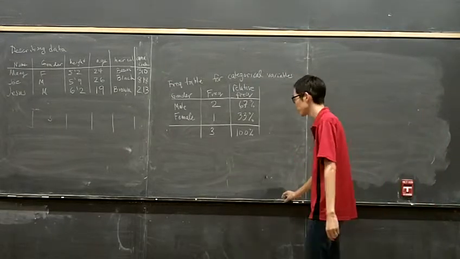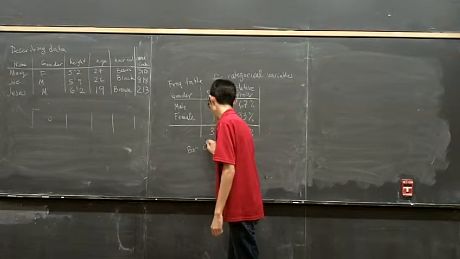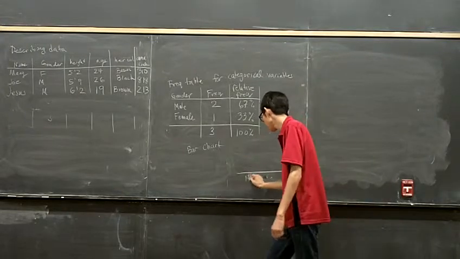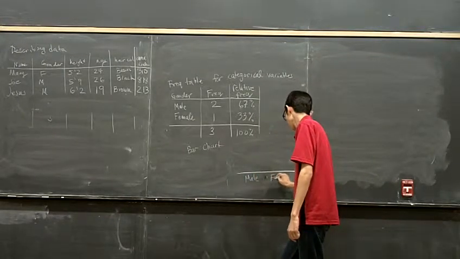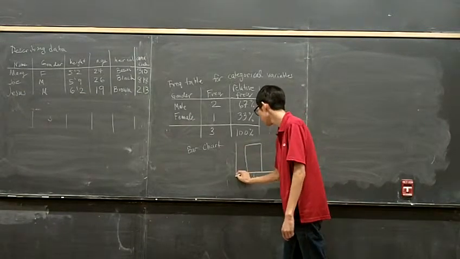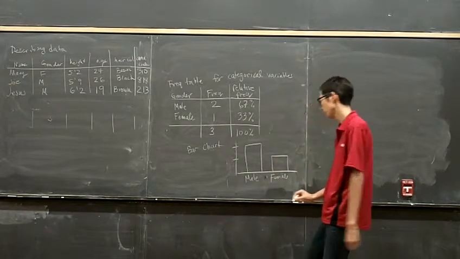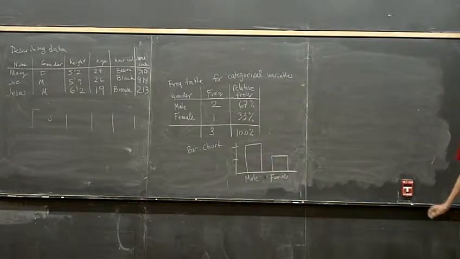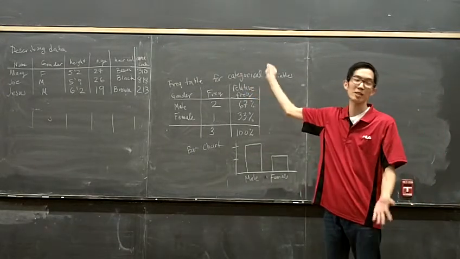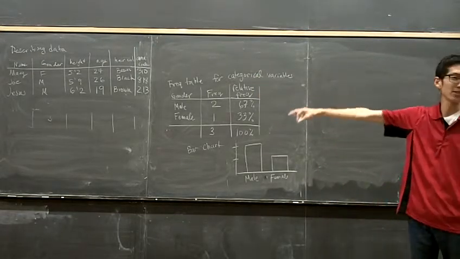And if we wanted to, we can make a bar chart. And we would put each category on the bottom. And we would make this one 2 units high, and this one 1 unit high. This is our bar chart. Alright, and you can imagine this being more complicated, or just a bigger table if we had a lot more entries in there.